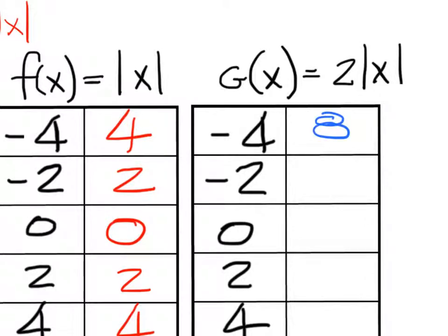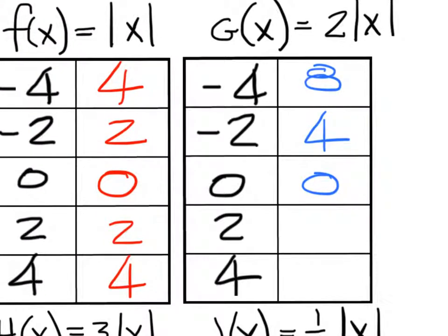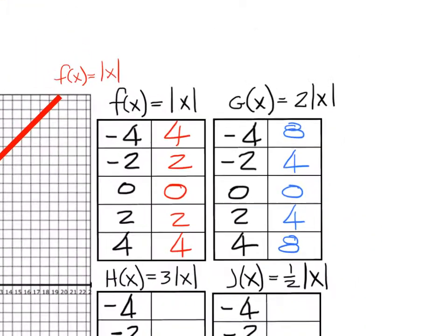The absolute value of negative 2 is what? 2 times 2 is 4. What is the answer going to be for the next one? 0. What is the answer for the next one? 4. And the next one? 8. Alright, so we've put these in and we're going to go graph them.